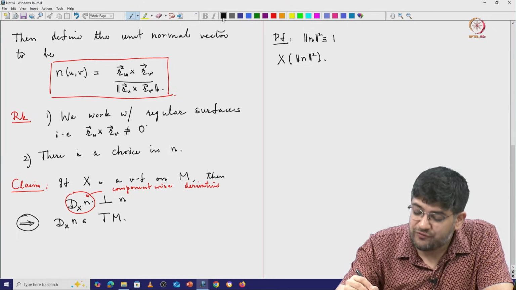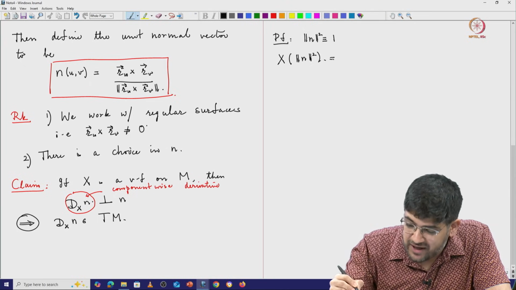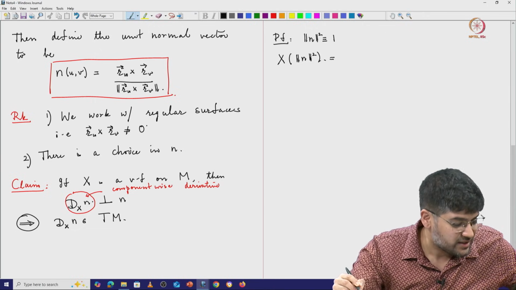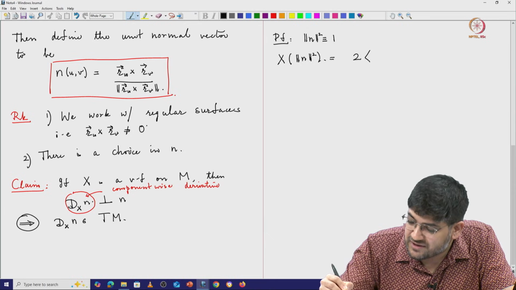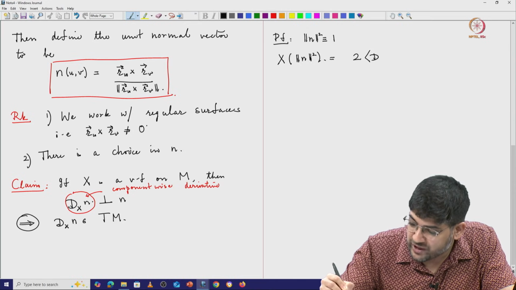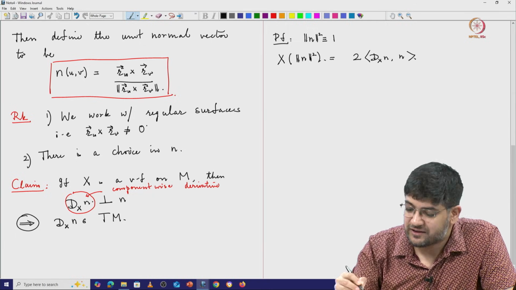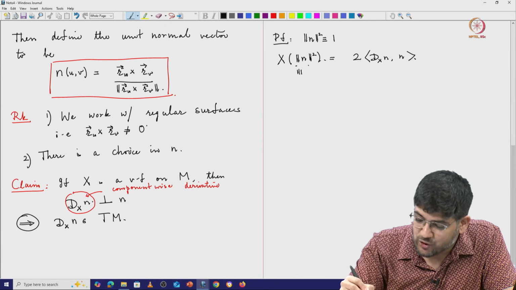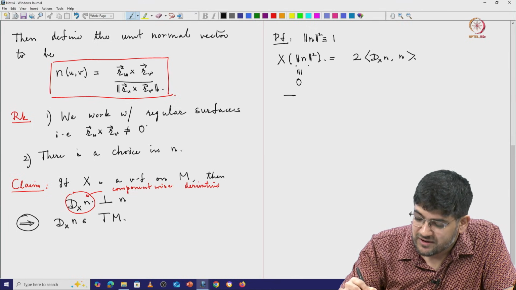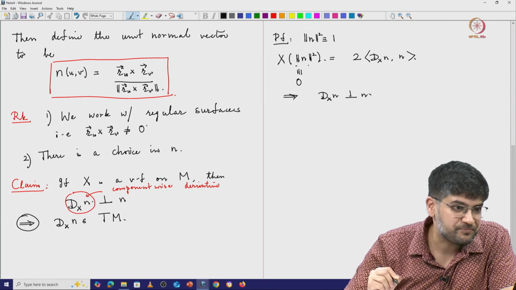Okay, so if I differentiate the norm squared, then again by the product rule, this is basically going to be just 2 times the inner product of what you get when you differentiate the normal vector, with the normal vector. On the other hand, because norm squared of n is 1, this is going to be identically 0. So that means that this is perpendicular to n, okay.